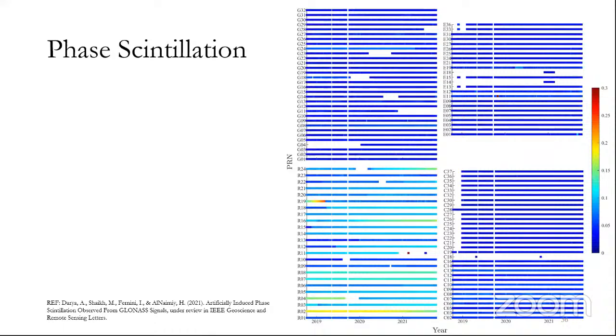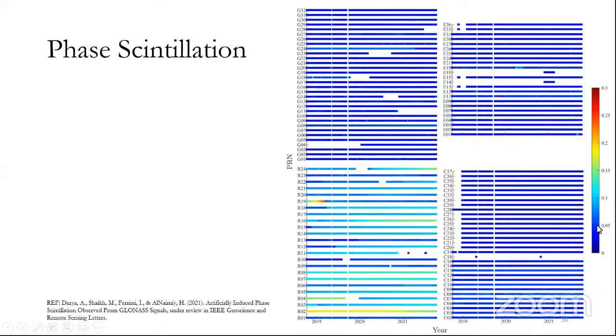Using our receivers, we conducted a study from 2019 to 2021, a period of 3 years, also during a solar minimum, for 4 constellations. We have at the top left G, corresponding to GPS satellites from G01. At the top right, we have the Galileo satellites from E01 to E36. At the bottom left, we have the GLONASS satellites from R01 to R24. And at the bottom right, we have the BeiDou, the Chinese global navigation satellite system, from C2 to C37.